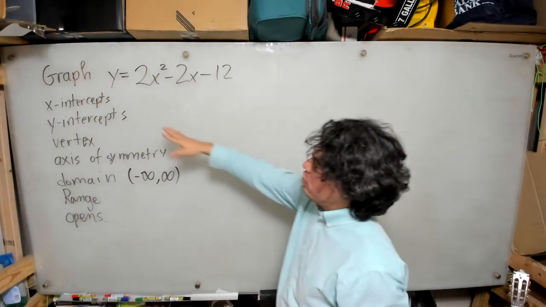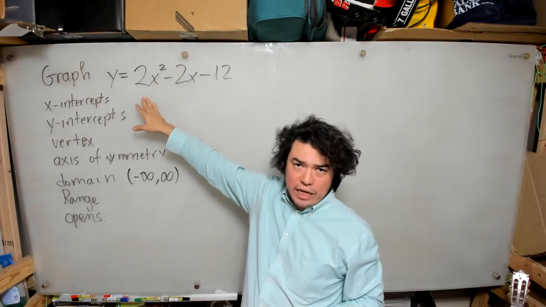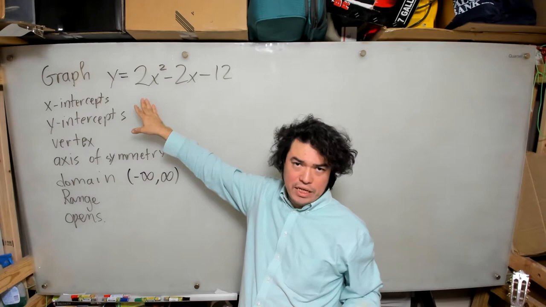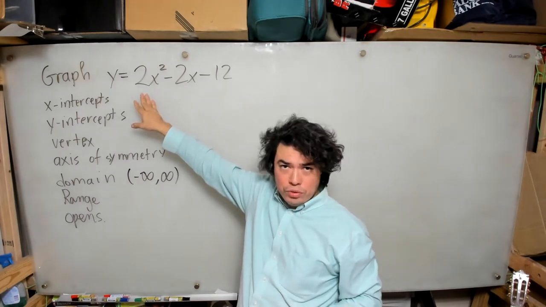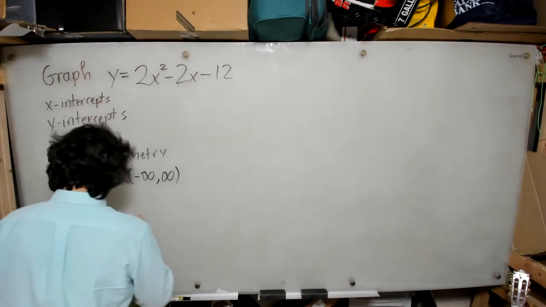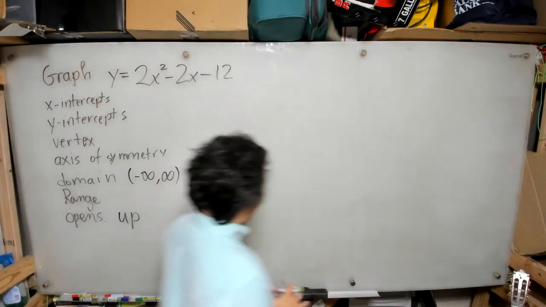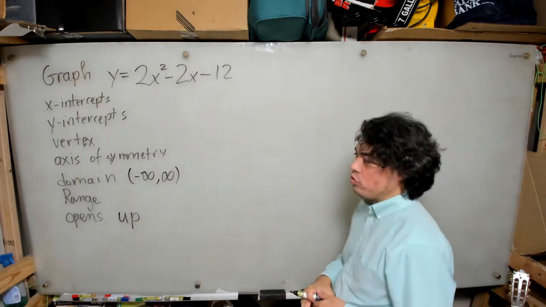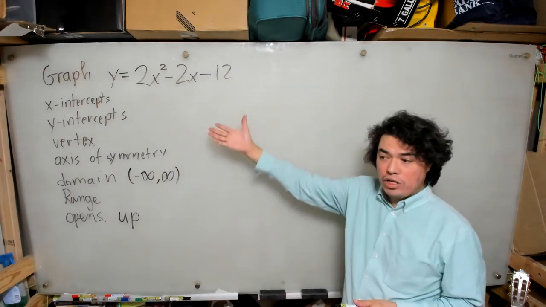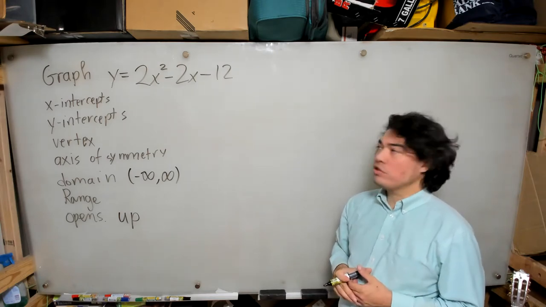We can observe here that the a, if we want to think about it in terms of y equals ax squared plus bx plus c, the standard form, the a is 2, it's positive 2. So we can also already say that it opens up, okay? And so now we have to begin with the work of actually calculating the rest of the points that are going to be of interest to us as we graph this quadratic.